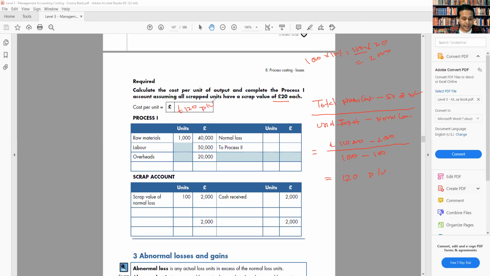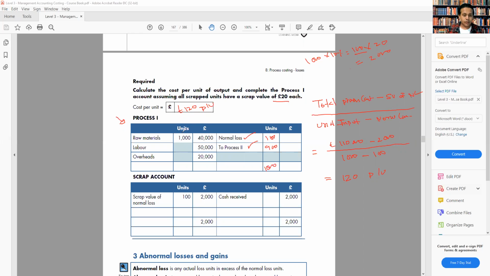Now we have to split this cost on the process one. The left hand side is the same. Remember, the left hand side is only the overhead, and if there is any abnormal gain, the loss will always be on the credit side. So we have only normal loss in process 2. You can see we have normal loss 100 and the total output is 900, that makes 1000 units.